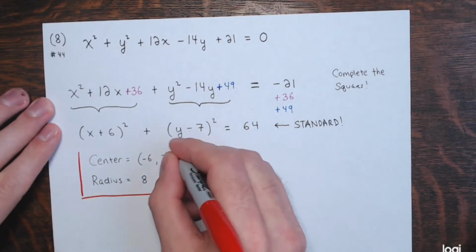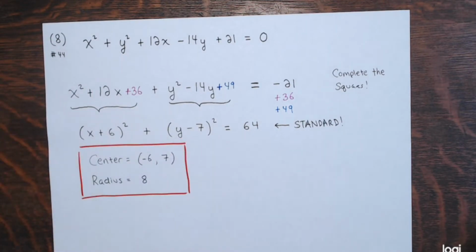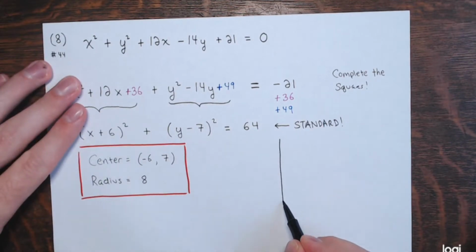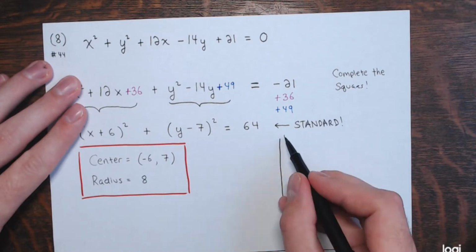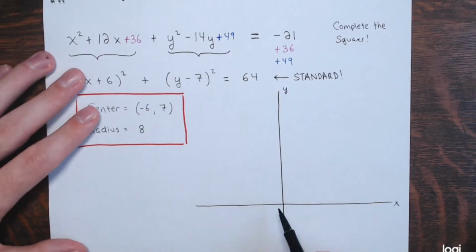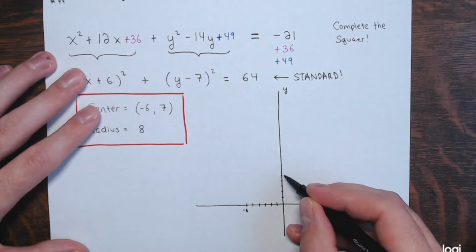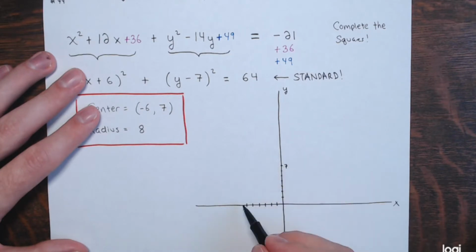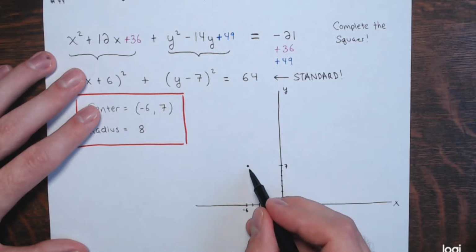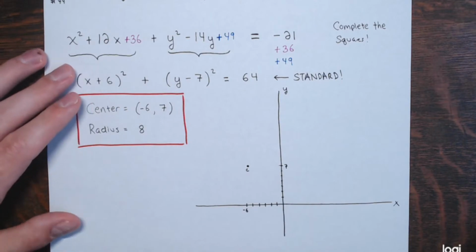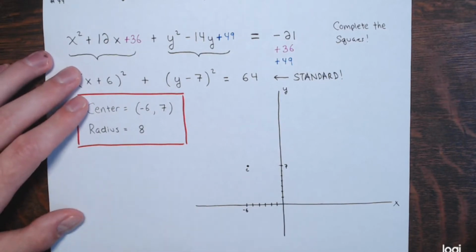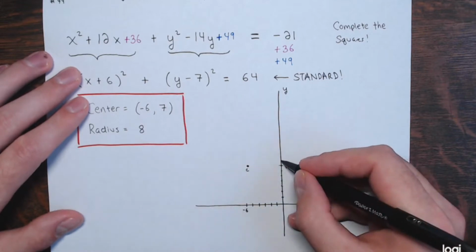Alright, and then I'll draw this again as best I can by hand first, and then we'll take a look at it in Desmos. Alright, so negative 6 on the x, 7 on the y. Alright, so here's the center. Put a C there. And then we're going 8 units away from the center for all the points on the circle. Alright, so 8 units above.